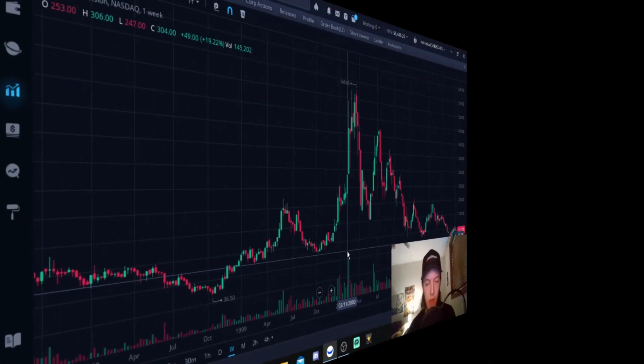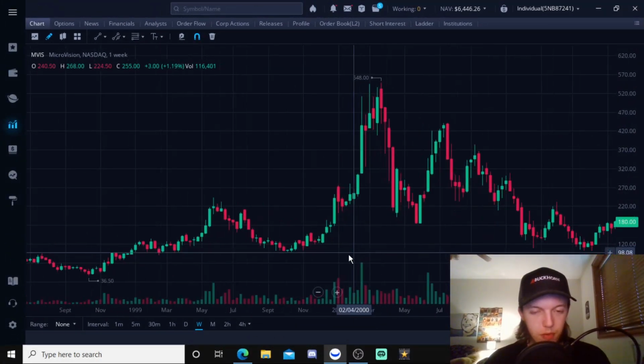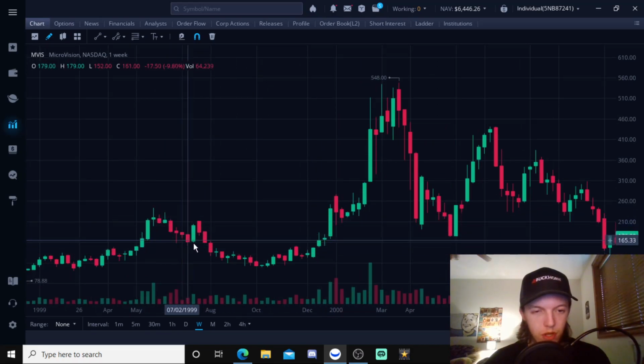There are several cup and handle chart patterns in here actually, and the first one I want to go over, it's pretty obvious. It's this one right here.